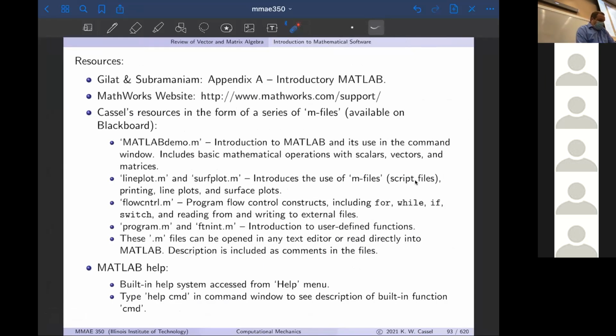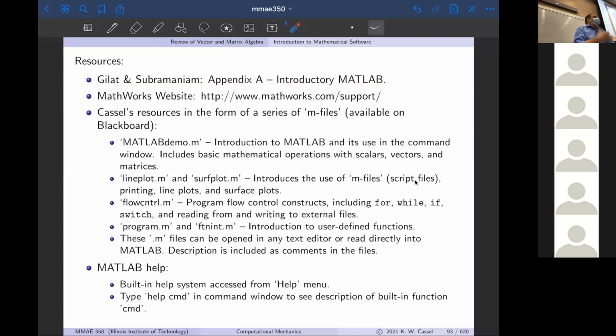In terms of resources to learn MATLAB or to deepen your knowledge of MATLAB, in the syllabus, I had Gilat and Subramaniam. So their book is a numerical methods book. So everything we're going to talk about in this class from a numerical methods point of view is in that book. That's actually not true. I lied. There's one topic that's not in the book. And it shows how to do all these things in a general context as well as in MATLAB. And there's an appendix on MATLAB itself.